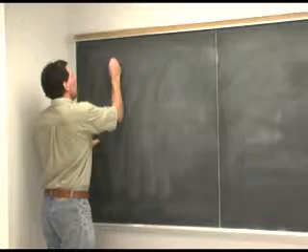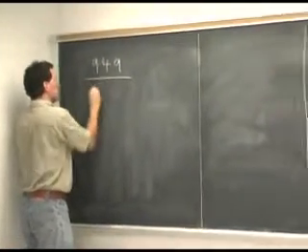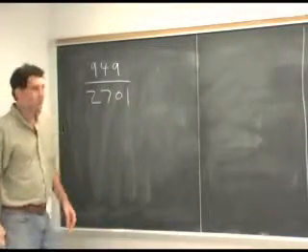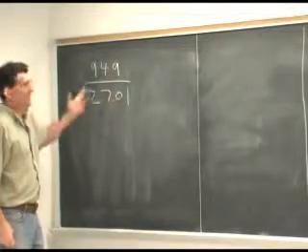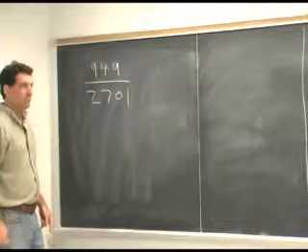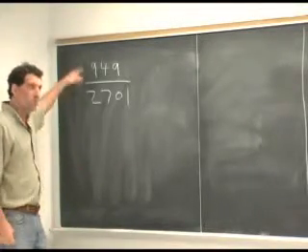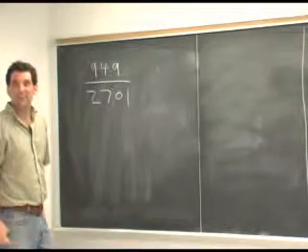So let's imagine we have 949 divided by 2,701. Well, one way you can reduce this fraction is say, well, let's see, does 2 go in? 3? No. 4. Well, maybe you skip a 5, 7. But that's kind of hard. You know, it might be a while before you find something. So how can we make this a little better?